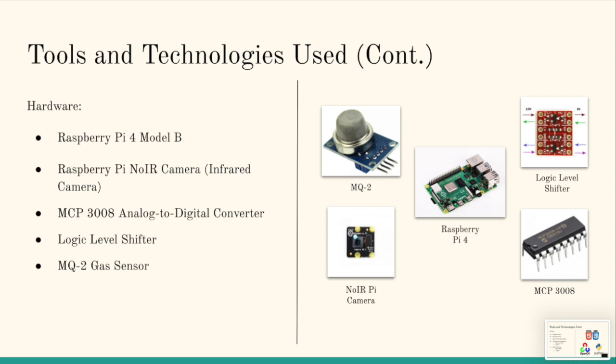Lastly, we have these three objects that are primarily used for the circuit of the MQ2 gas sensor. We used an analog to digital converter because the gas sensor that we were using outputs analog, and we needed a digital converter to be able to manage the data more easily. We also used a logic level shifter so that we wouldn't harm the Raspberry Pi, because the gas sensor would be sending out 5 volts and the Raspberry Pi could only handle 3.3.